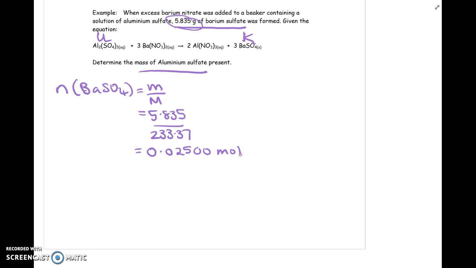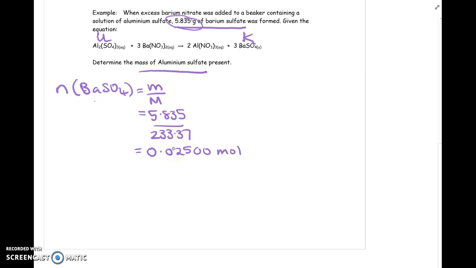Please note that I have told my marker that I'm actually finding the moles of barium sulfate, and I've shown the formula that I'm using. This makes it very clear to anyone who's marking my calculation what I am doing.